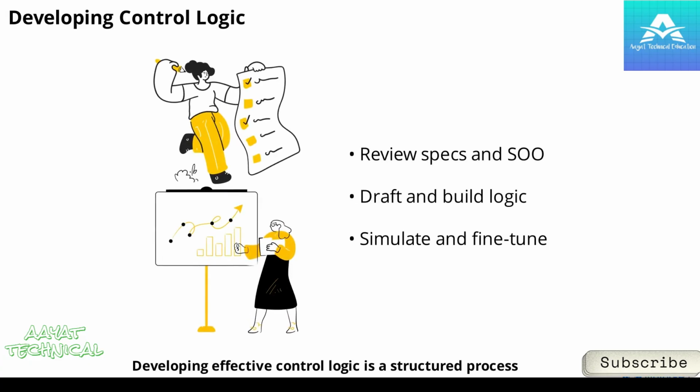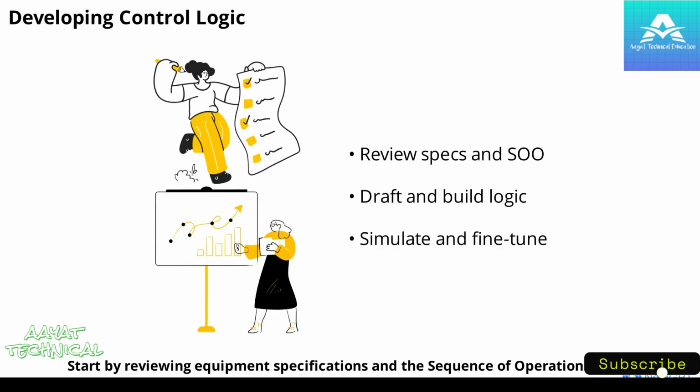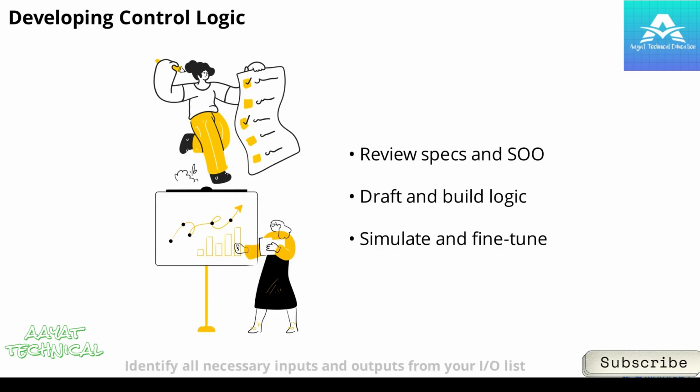Developing effective control logic is a structured process. Start by reviewing equipment specifications and the sequence of operation. Identify all necessary inputs and outputs from your I/O list. Draft your control strategy using flowcharts or pseudocode to visualize the logic. Next, build the logic using function blocks or scripting tools. Always simulate and test your logic with either field devices or virtual points before commissioning. Finally, fine-tune parameters like PID settings and time delays to ensure optimal performance.